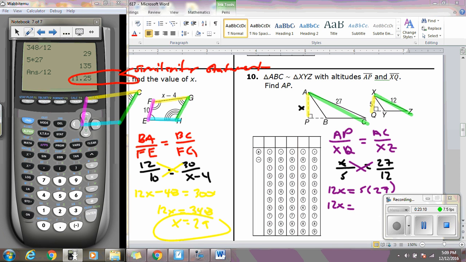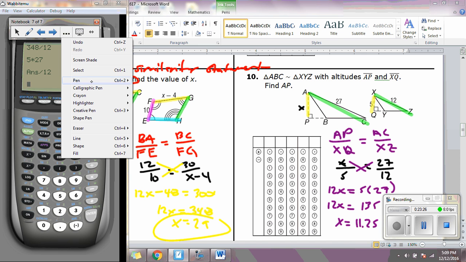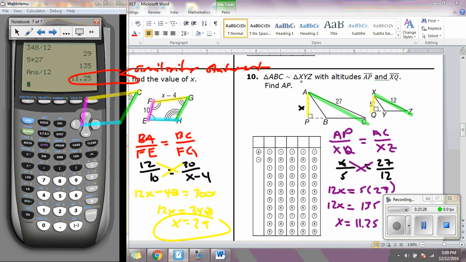11.25. So again, 5 times 27 was 135, and then divide that by 12, and you're going to get 11.25 for x. But again, go back and read the question. We are looking for AP. But in this case, we called AP x. So again, AP is 11.25. I'm going to pause right here and resume the rest of the questions in just a moment.